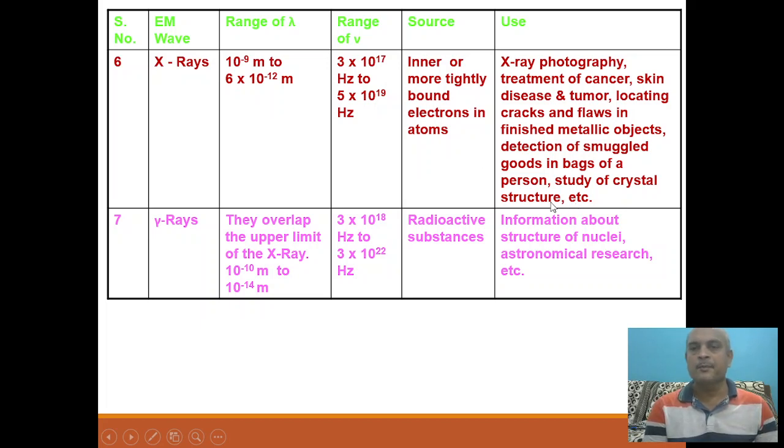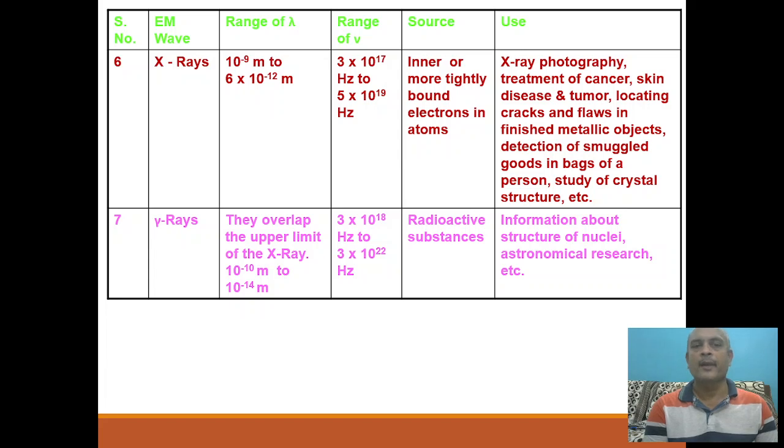Last one is gamma rays. It is a very dangerous ray, and it is a component of the EM wave which is also available in radioactive decay: alpha, beta, and gamma rays. These are truly energy waves.